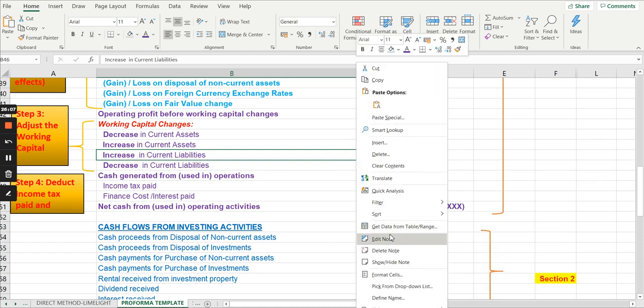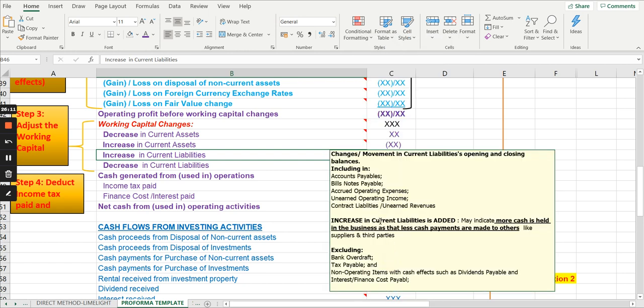Okay, next. This one is regarding your increase in current liabilities. An increase will indicate that more cash is held. What are the current liabilities that should be adjusted here? Accounts payable, or your trade payable, bills or notes payable which are less than 1 year in terms, and then accrued operating expenses.